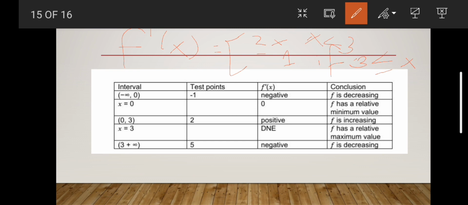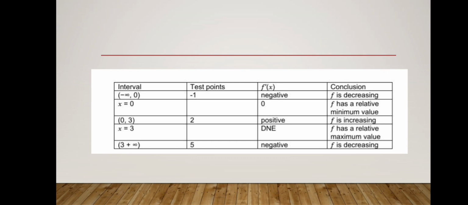And we have here 3 to positive infinity. So we have our test point, which is 5. And if 3 is less than or equal to x, we have negative 1. So our f prime x is negative. And note that if it is negative, then it is decreasing, and if f prime x is positive, it is increasing. So we can now conclude that it is decreasing on the interval negative infinity to 0, increasing on the interval 0 to 3, and decreasing on the interval 3 to positive infinity.